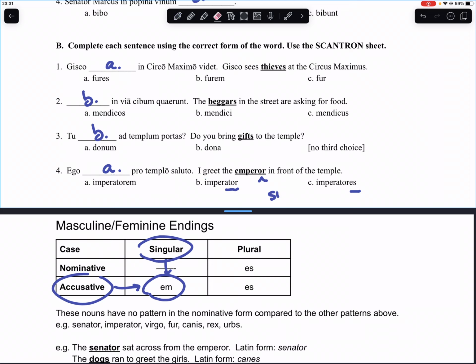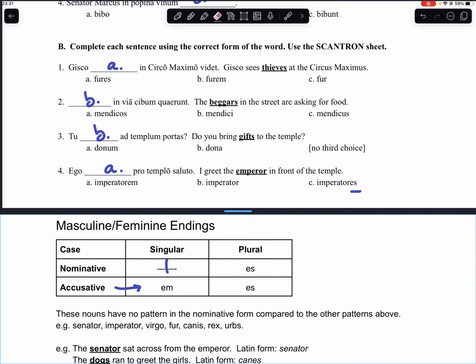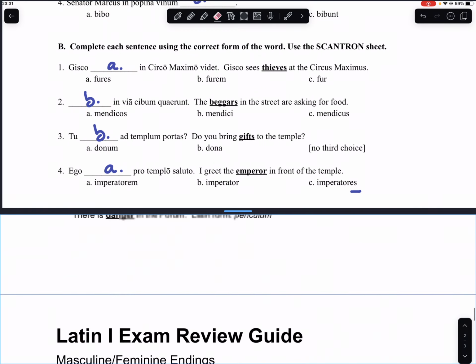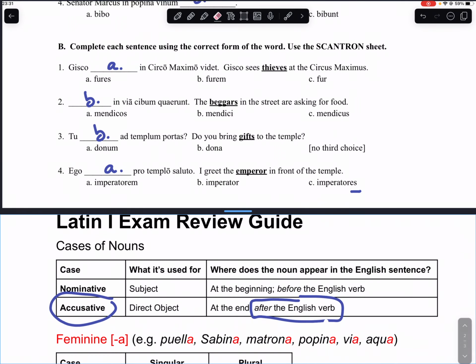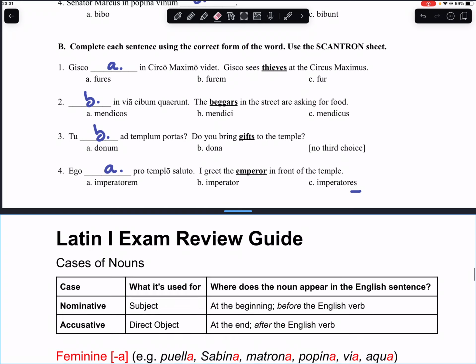Okay? So that's an explanation of parts A and B and how to use the charts to get the answer. Like I said, if you can reproduce these charts, you will be really good on this section of the exam.